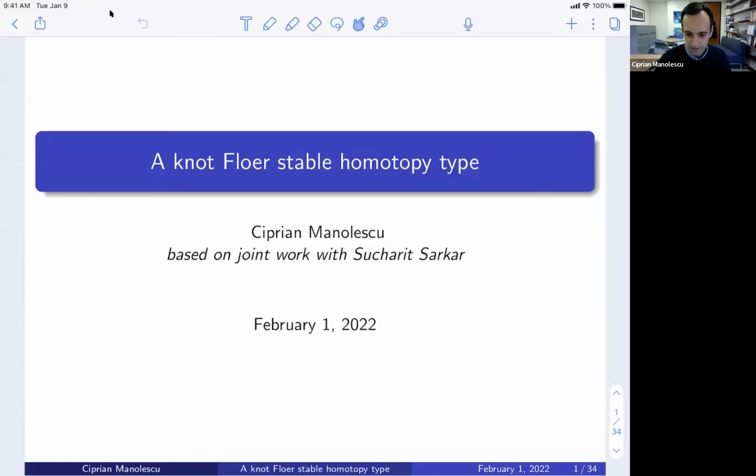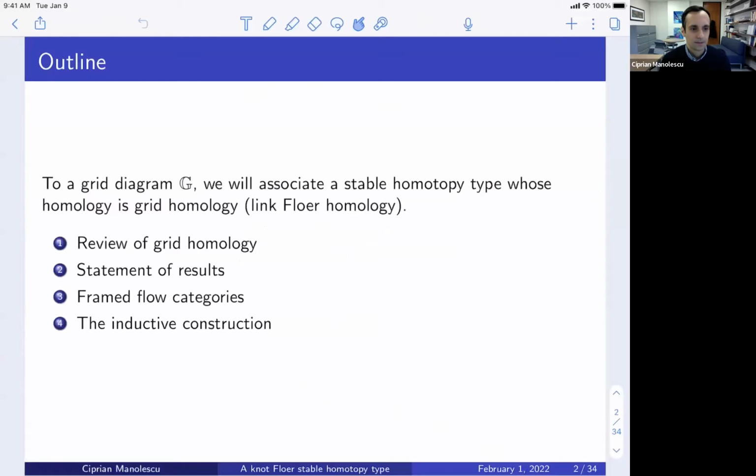Okay, so I will be talking about joint work with Sucharit Sarkar on a knot Floer stable homotopy type. The main thing we're going to do, I'll explain how you can associate to a grid diagram a stable homotopy type whose homology is grid homology. Grid homology is just another name for link Floer homology when it's defined combinatorially from a grid diagram.